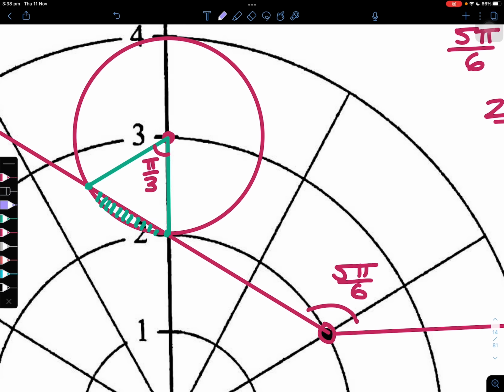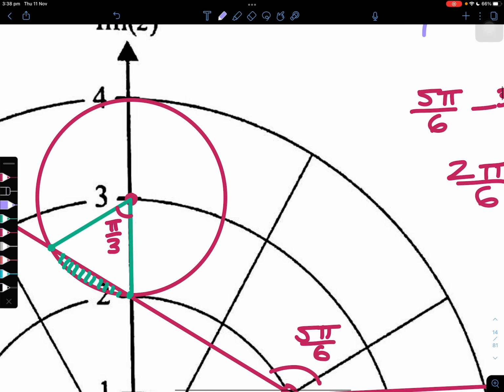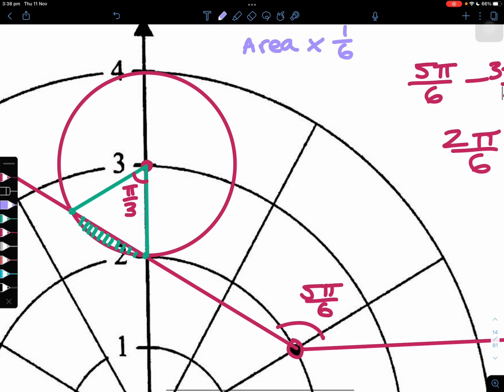What I would do is find the area of the whole circle. Then we know that pi on 3 is 60 degrees. That is 1/6 of a circle. So if I found the whole area of the circle, I would divide it by 6, times it by 1 on 6. That would give me the area of this sector, okay?